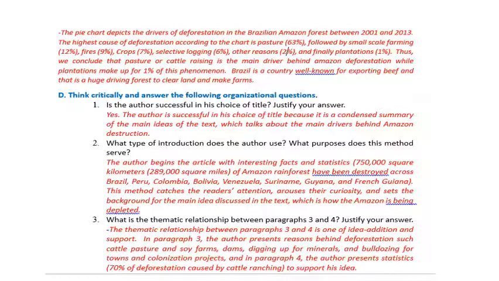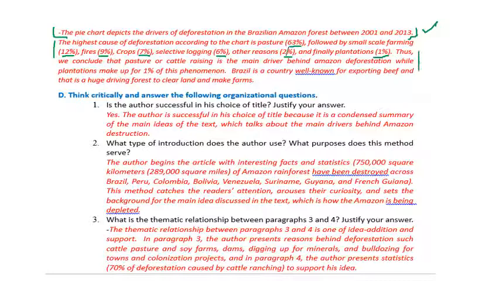Okay, our answer would look something like this. The pie chart, the first part, my topic sentence, the main idea of this whole paragraph. The pie chart depicts the drivers of deforestation in the Brazilian Amazon forest between 2001 and 2013. Part 1. Part 2, the analysis. The highest cause of deforestation according to the chart is pasture, which is cattle raising, followed by small-scale farming, 12%. Fires or wildfires, 9%, crops, 7%, selective logging, 6%, other reasons, 2%, and finally, plantations, 1%.